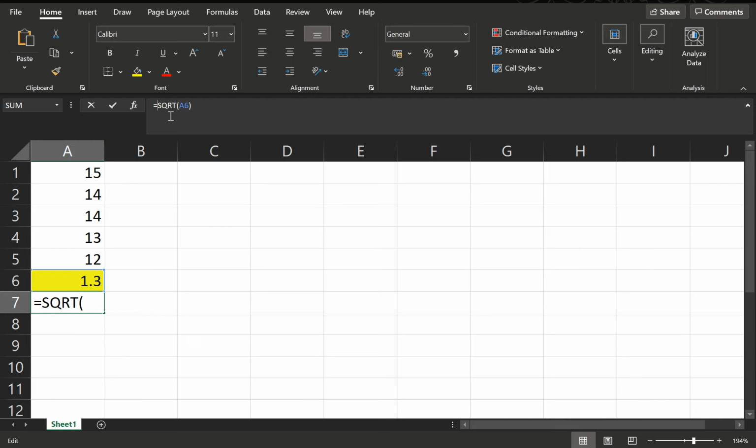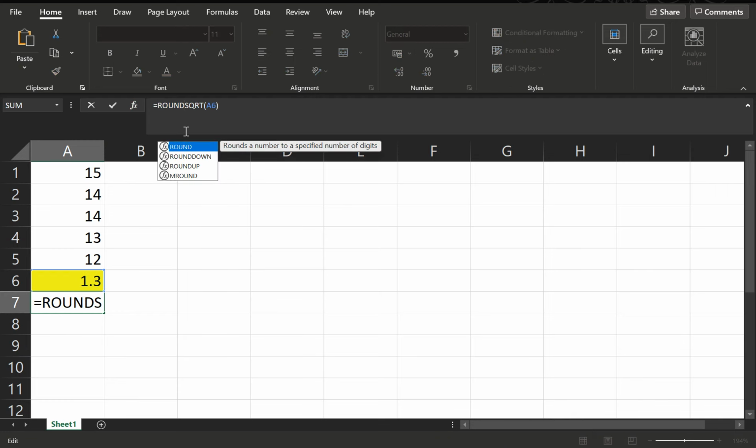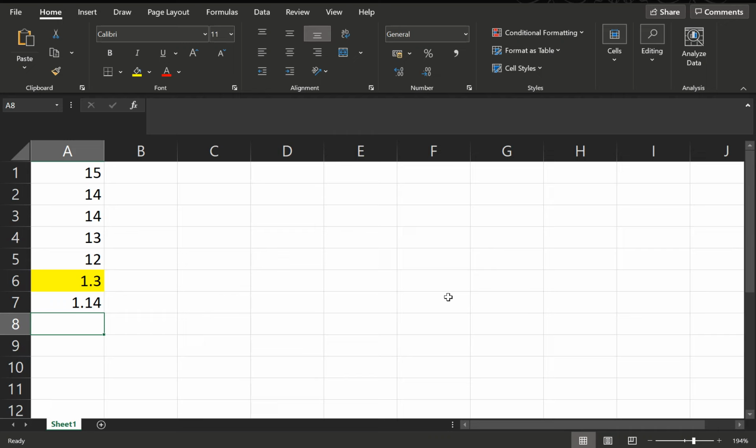If you want to round it, we use the ROUND function. So, equal sign, and then ROUND, open parenthesis, and then two decimal places, close parenthesis. You see the parentheses are colored red and white, and then you got 1.14.